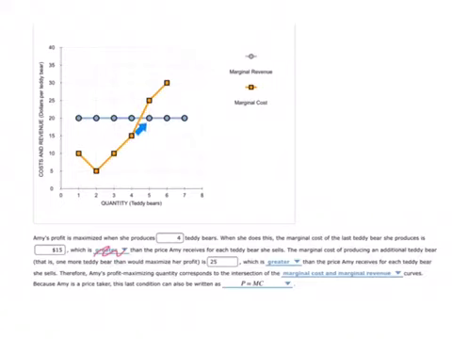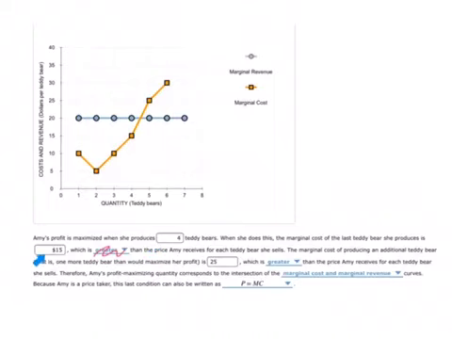We only get $20, so we would actually lose money if we produce that fifth one. So we're always going to produce right here where marginal cost equals marginal revenue. You move to the closest point of production nearest to that. So if we did the problem, Amy's profit is maximized when she produces 4 teddy bears. Her profits go down after that because her costs exceed her revenues after that.